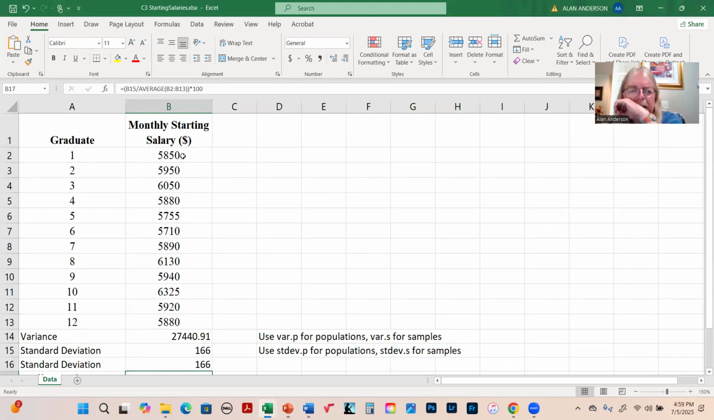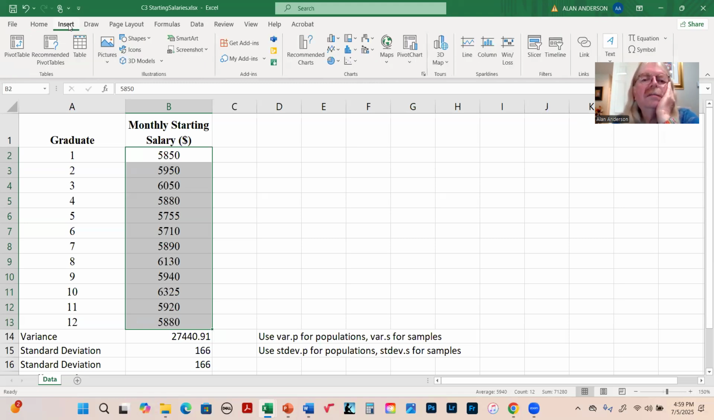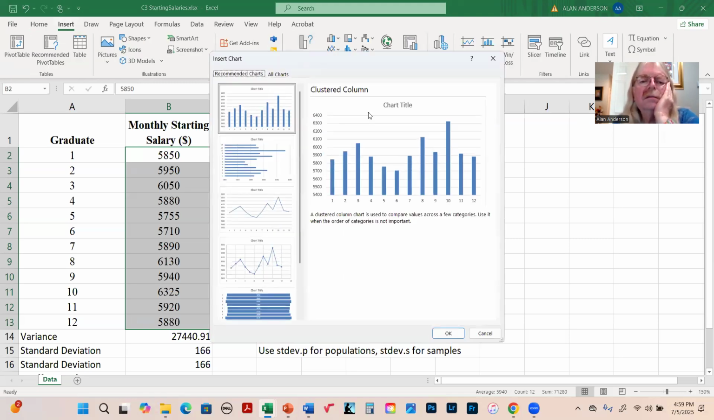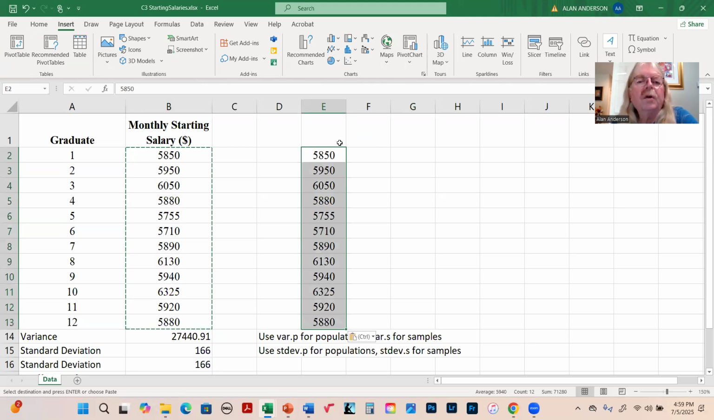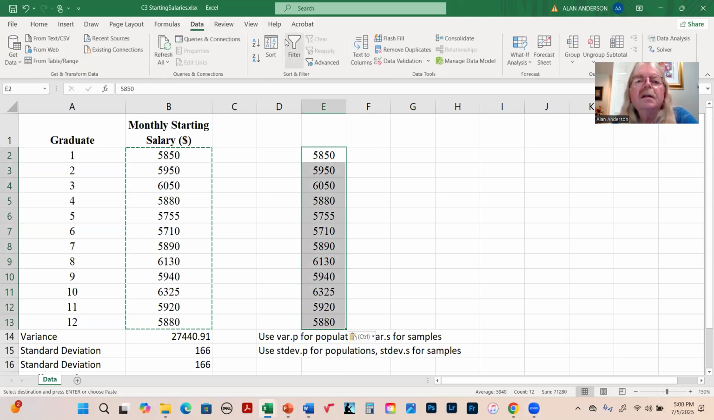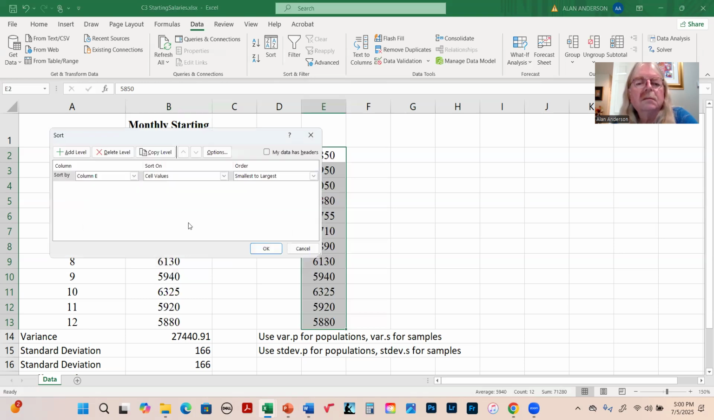I'll tell you what, I wonder if we could ask it for a bar chart when the data are not sorted. Let's find out. Oh, no, that's not good because all it did was list them all separately. What I'm going to do is sort them out. And the way you do that is data, sort by column E from low to high.